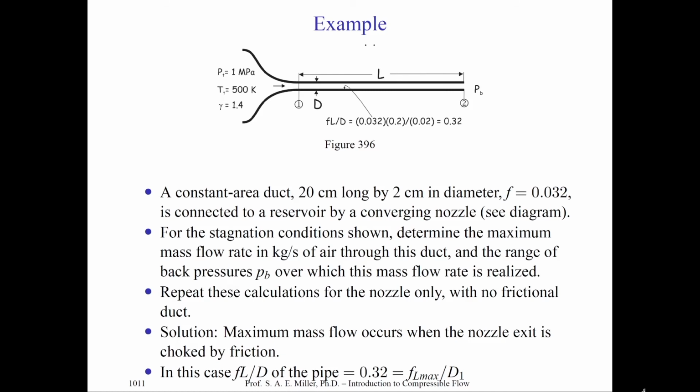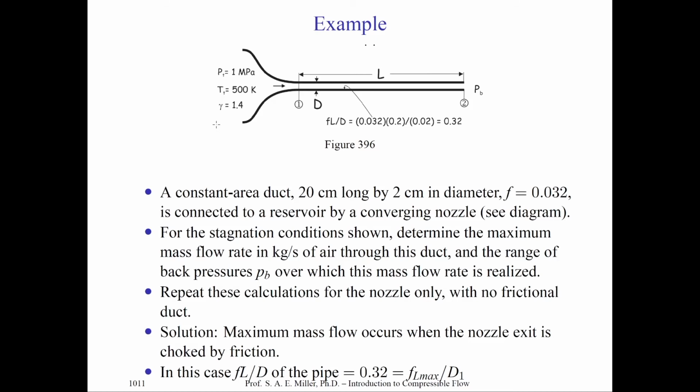Let's fill in some numbers to give an example problem. Let's say that we have a 20 centimeter long by 2 centimeter diameter pipe, and the frictional effect is 0.032. It's connected to a reservoir with a total pressure of a megapascal, a total temperature of 500 Kelvin, and the working fluid has gamma of 1.4, the ratio of Cp over Cv.